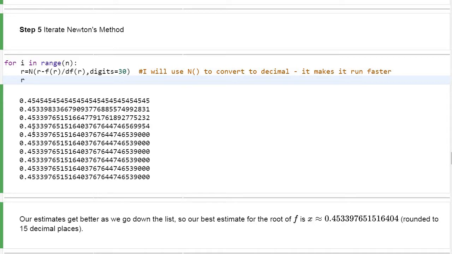As you can see here, you get down to this level. From here on, I got 30 decimal places here. From here on, they're all the same. That's good evidence that I've gotten the right answer. Okay, so this is my best estimate for the x-intercept of this function.